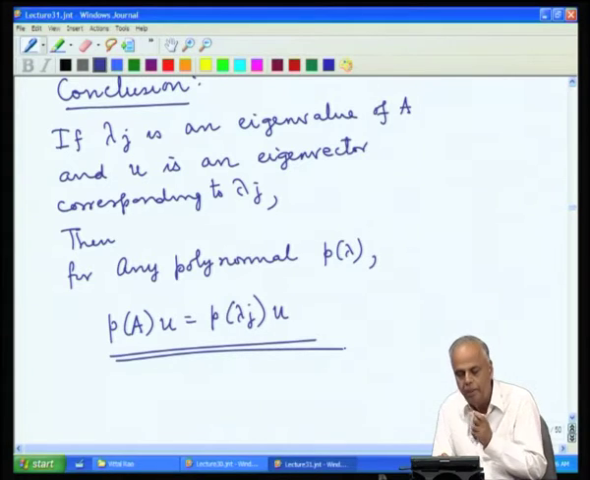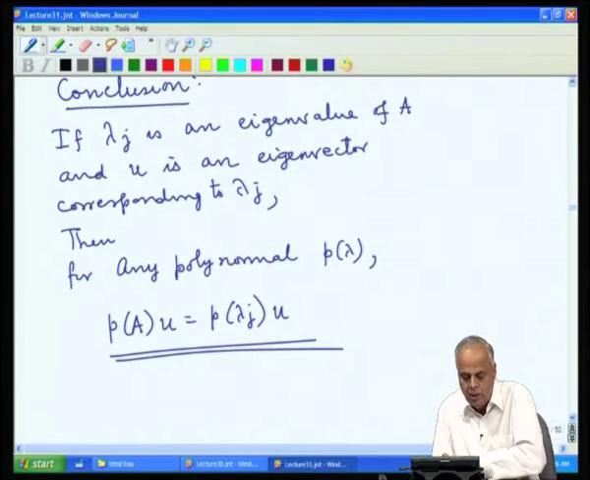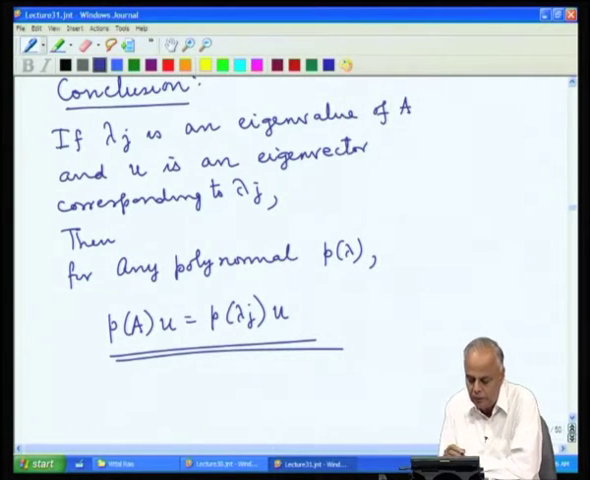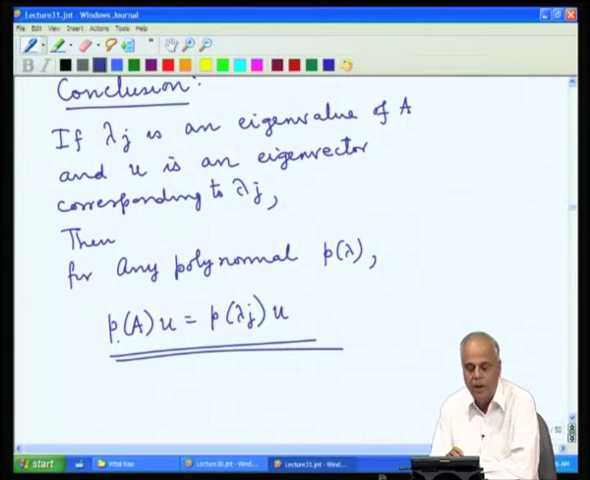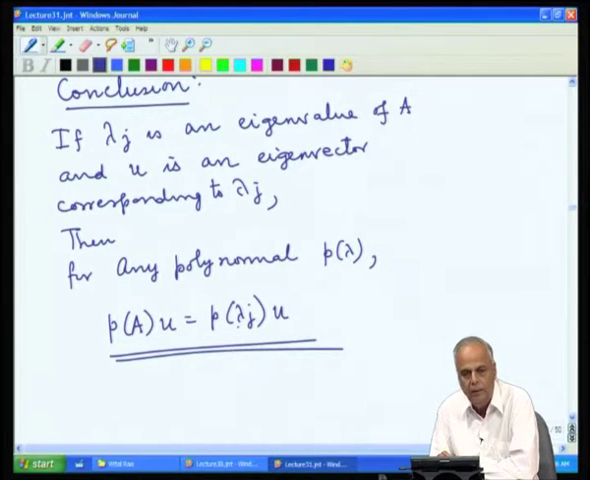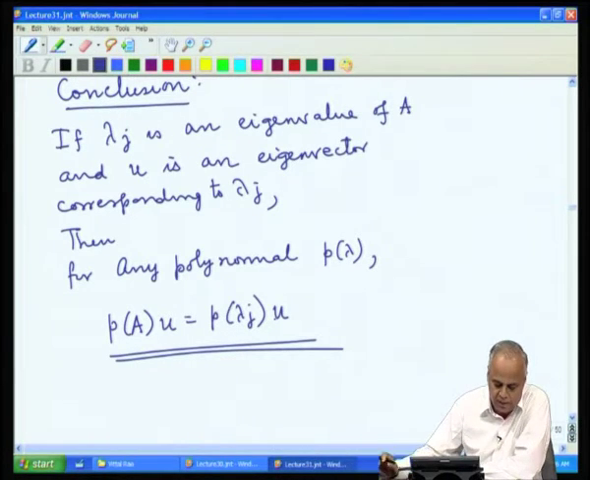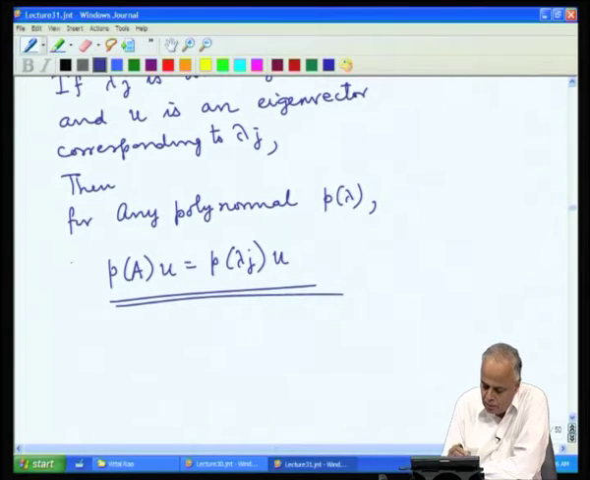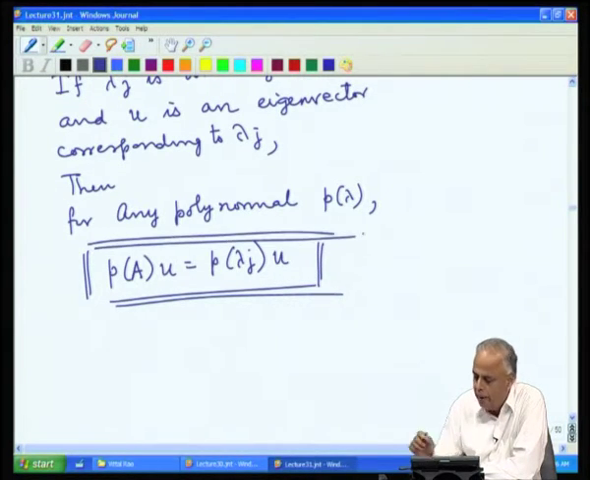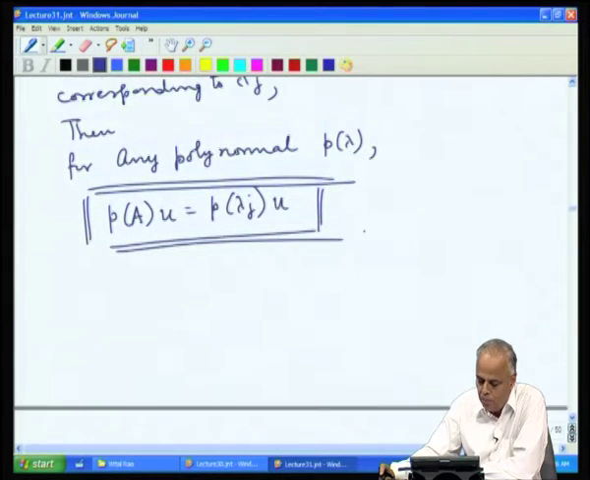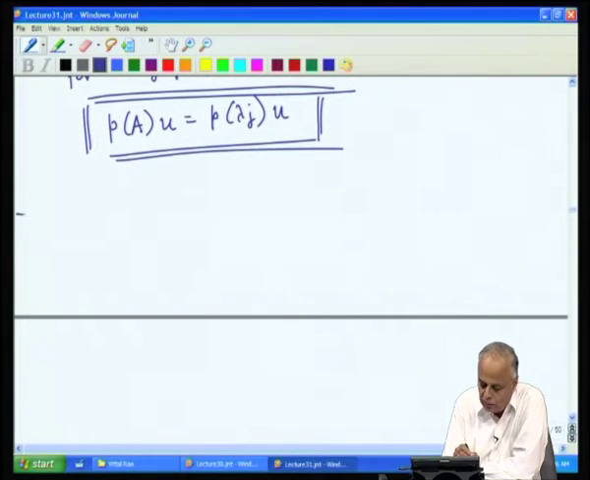This is a very important identity, because it says that calculating the polynomial matrix's action on u is a very simple action. You have to simply calculate the value of the polynomial at the eigenvalue and multiply it with the vector u. So, this is a very nice simple identity regarding eigenvalues, eigenvectors and polynomials. How do we use this?